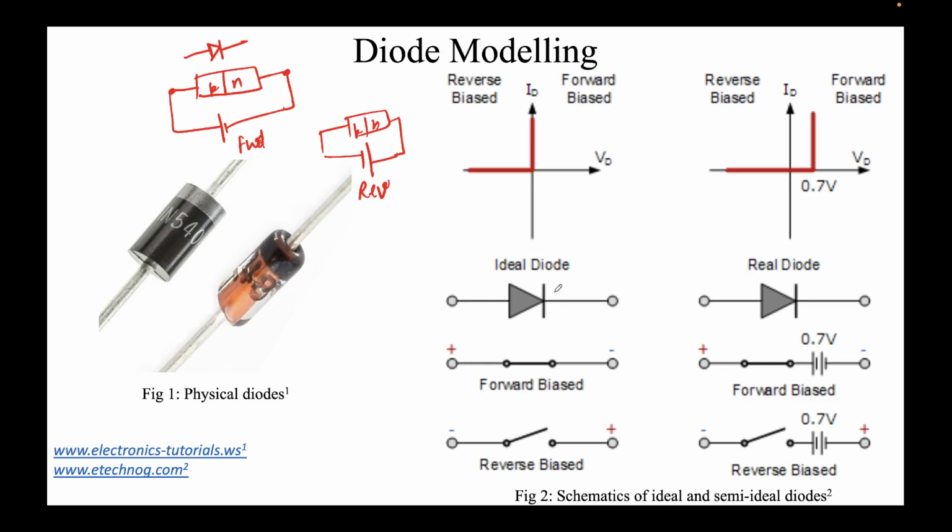This means it can support any amount of current. By the way, Vd is the voltage across the diode. So it can support any amount of current, right? And when it's reverse biased, that means when Vd is negative, then it will not support any current. So this means zero current.